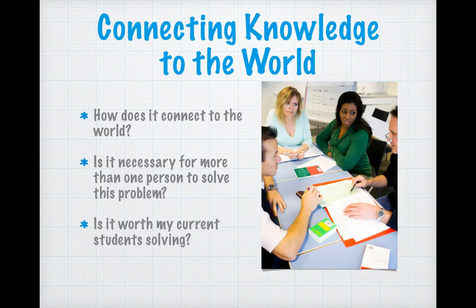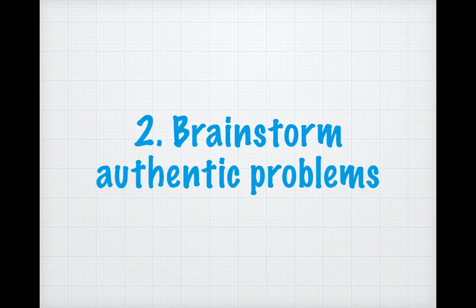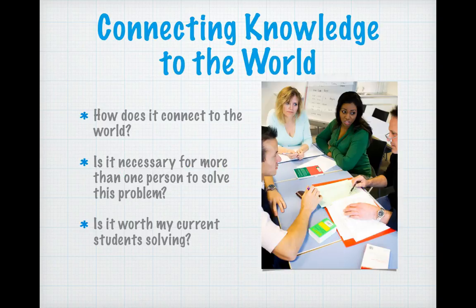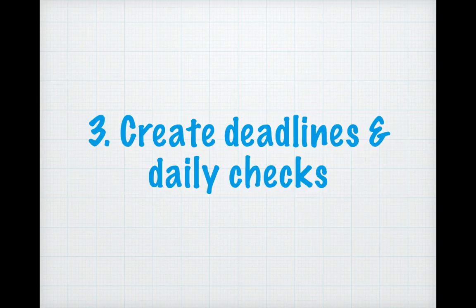So you want to make sure that it's something that's not only something that your kids would find intriguing, but also it's worth their time to solve. That's the other part. Is it worth them actually finding this answer, or is it something that's kind of dull and no one will really care about it? So once you've done that, and again, that's step two, brainstorming the authentic problems and looking at these questions, then you go on to actually choosing that option and starting to flesh out the details. And that's where step three comes in, and you got to create real deadlines and daily checks.